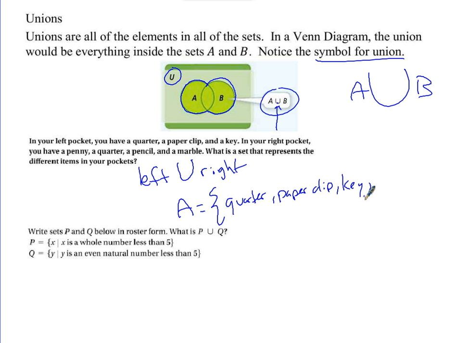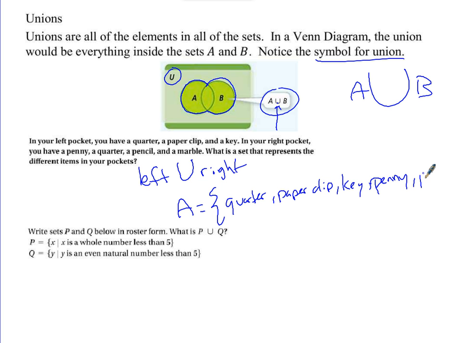In the right pocket, we have a penny, and then we also have a quarter in the right pocket. And I already wrote quarter down, so I don't need to write it down again. I don't write repeated stuff in my sets.